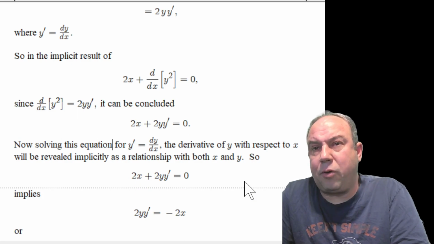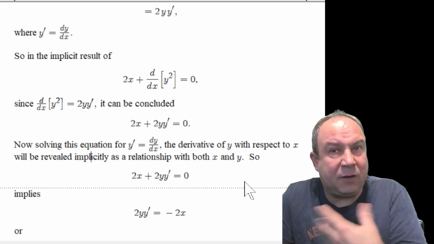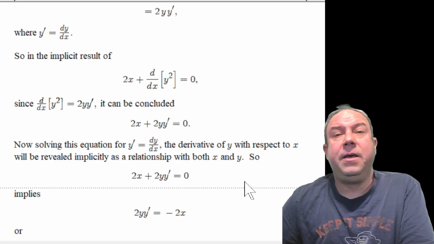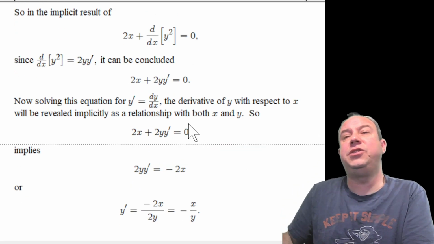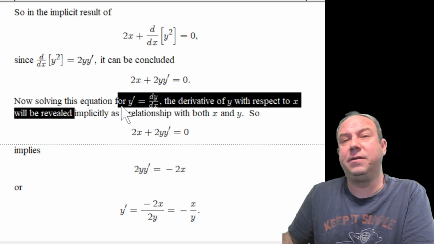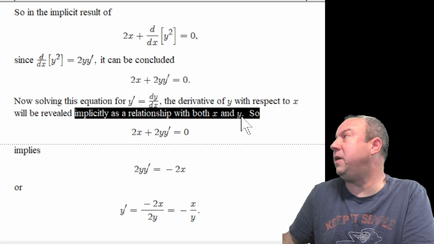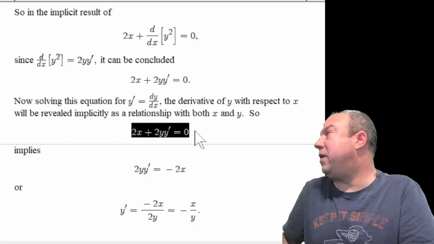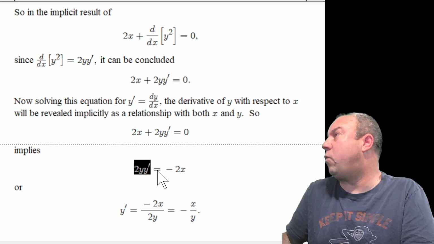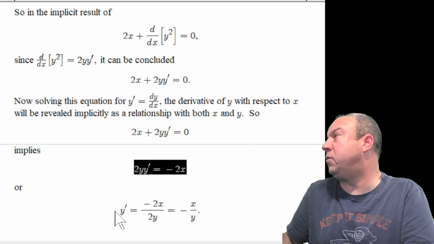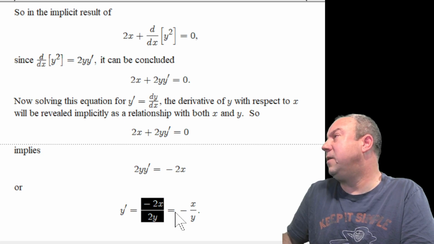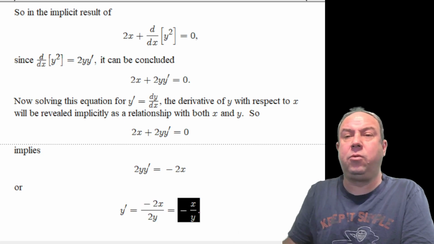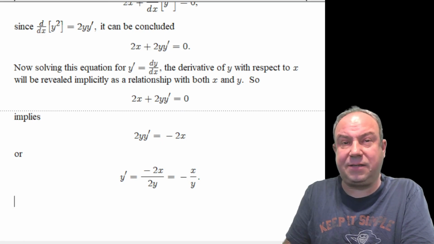Solving for that y prime, which equals dy dx, the derivative of y with respect to x, will end up being revealed, right? And it's going to reveal itself implicitly as a relationship with both x and y. Right? We see that being noted up here. So if we take the above statement here and we solve for y prime, we would subtract 2x from both sides and then divide by 2y on both sides. And we would end up with y prime equaling negative x divided by y.